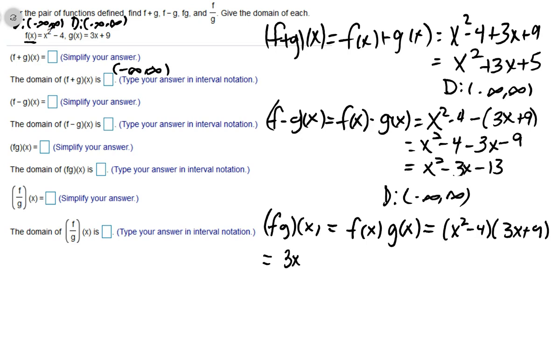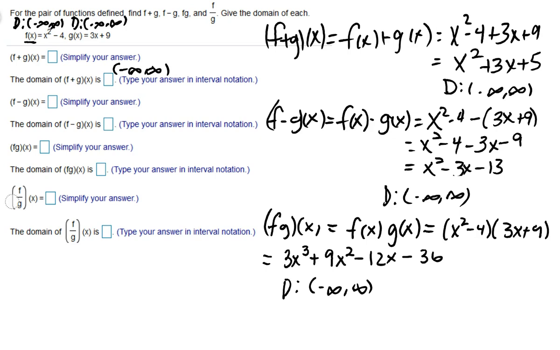So that would give me 3x cubed plus 9x squared minus 12x minus 36. There are no like terms there, so this is as far as we can go. On the next part, we want to find the domain of f times g. Just like the previous examples, when you take two polynomial functions and you multiply them, that's going to create a new polynomial function, and the domain is negative infinity to infinity, or all real numbers.